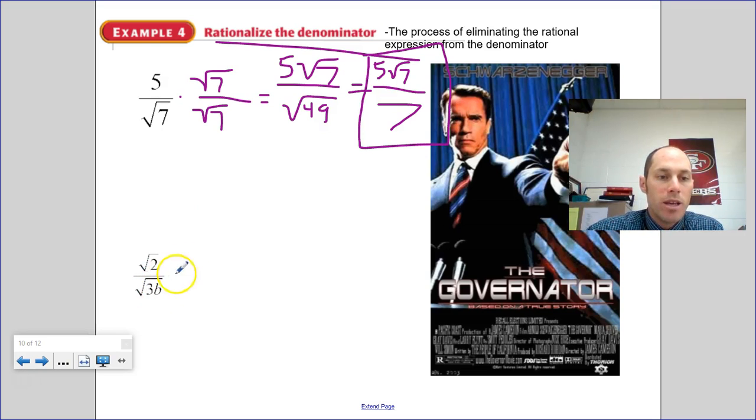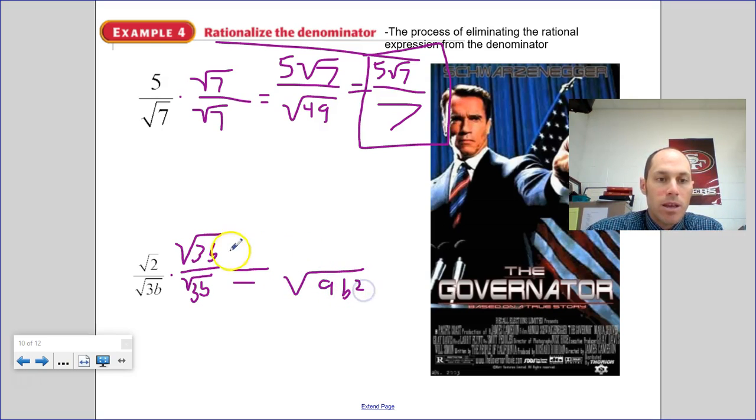So here, square root of 3b, there's nothing we can simplify, so let's multiply by 1. And in this case, 1 is going to be square root of 3b over square root of 3b. It's the same thing times itself. What happens? We get square root of 3 times 3 is 9. B times b is b squared. At the top we have 2 times 3 is 6, and b.